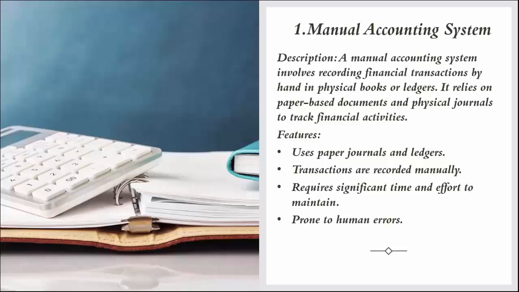1. Manual accounting system. Description. A manual accounting system involves recording financial transactions by hand in physical books or ledgers. It relies on paper-based documents and physical journals to track financial activities.